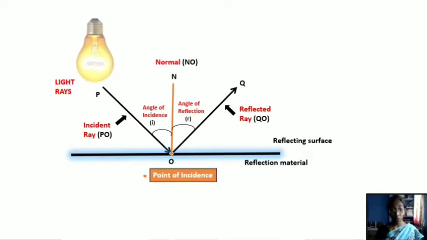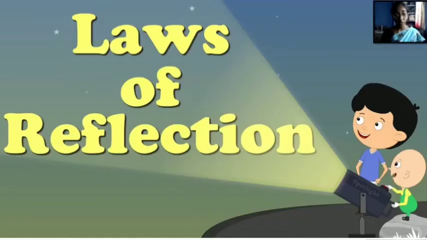So this is the overall view of how reflection happens. We saw the incident ray hits the reflecting surface, and the incident ray gets reflected and is called the reflected ray. And when we draw a perpendicular line to the reflecting surface, two angles are formed: the angle of incidence, between the incident ray and the normal, and the angle of reflection, formed between the normal and the reflected ray. So we have shown the overall view of reflection, the angle of incidence and the angle of reflection. Now we will see the laws of reflection. So now we are going to see about the laws of reflection.